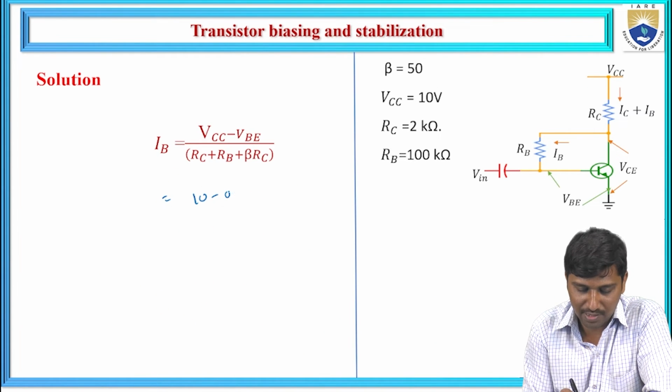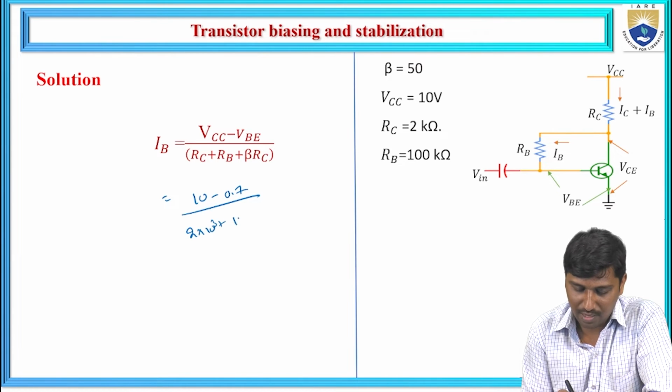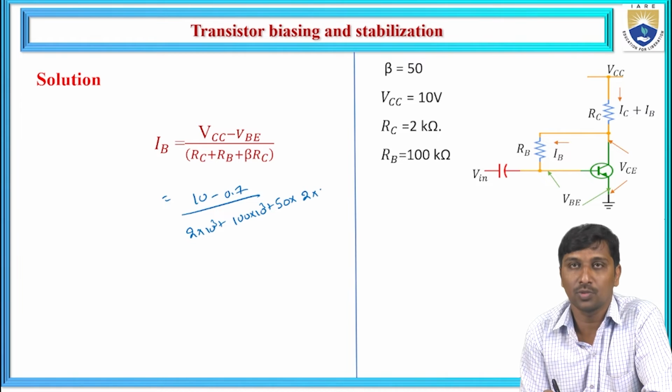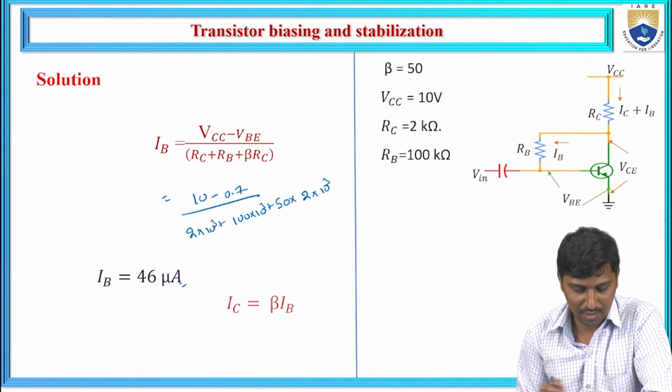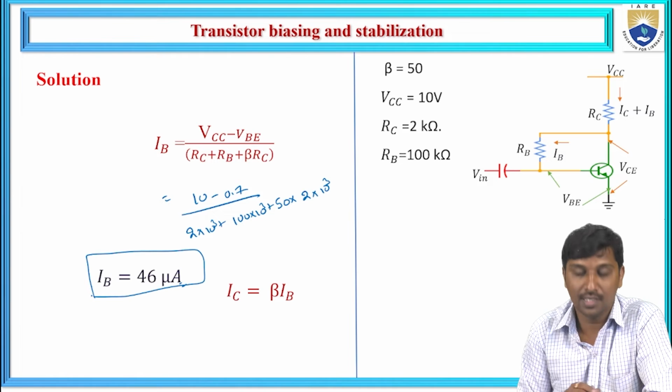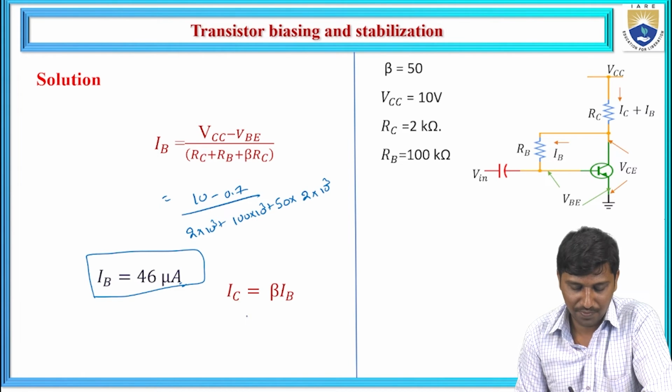IB is equal to (VCC minus 0.7) divided by ((2 into 10 power 3) plus (RB is 100 into 10 power 3)) plus, beta is 50 and RC is 2 into 10 power 3. Then you can solve this one. It gives that IB is equal to 46 microamperes.